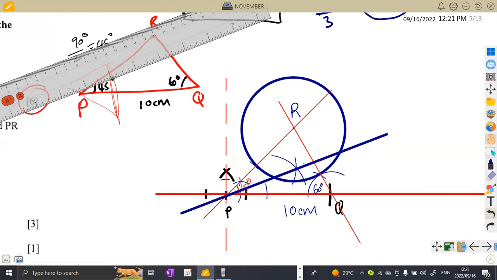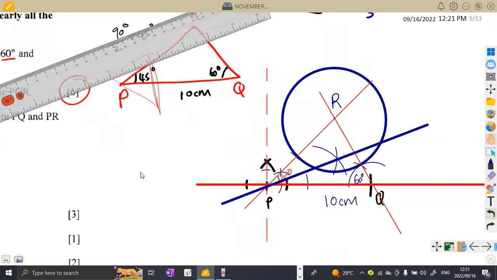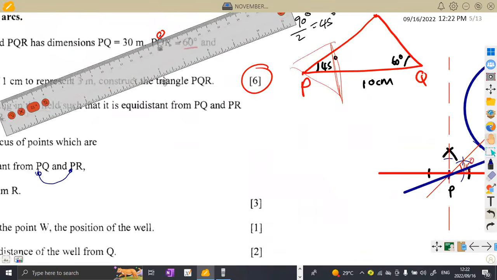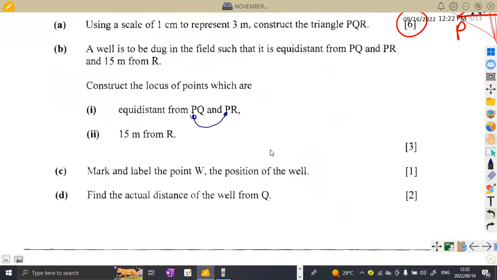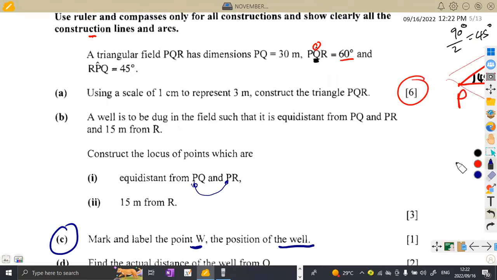Now at the end, let us check what is happening here. If we are to cross check on this one, the question on C now is to mark and label point W, the position of the well. So we are going back now to where we are told that the well is supposed to be dug in the field.